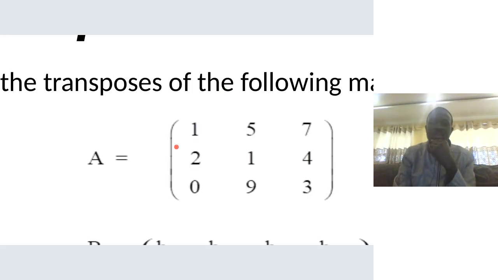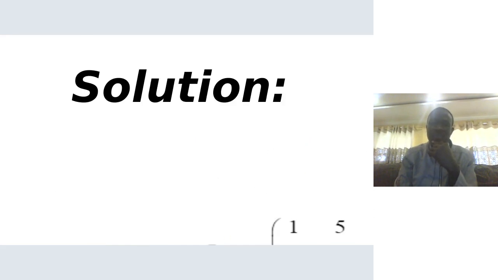It has 3 rows and 3 columns. So to get the transpose of this matrix, we will interchange the rows and the columns. Like in row 1, we have 1, 5, 7. For A transpose, row 1 will now occupy column 1, row 2 will now occupy column 2, and row 3 will now occupy column 3. We'll do them practically in our discussion forum.